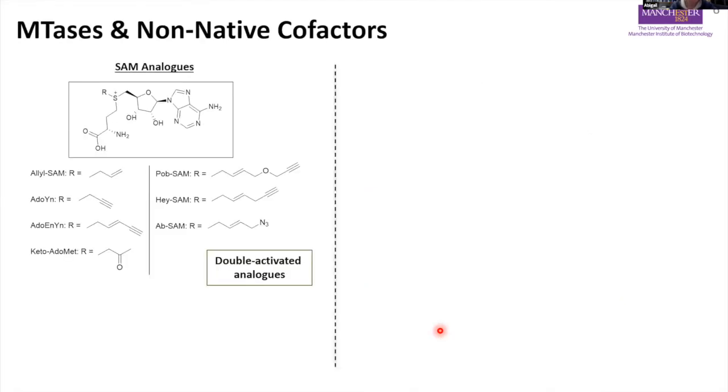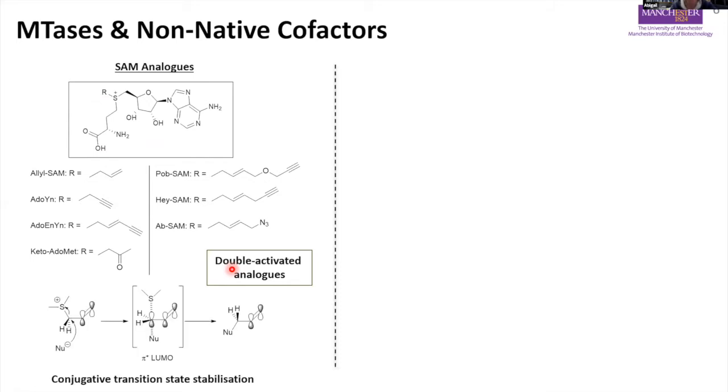as well. So as I mentioned, we can utilize SAM analogues in conjunction with many methyltransferases to perform these non-native alkylation reactions. And within the literature, these are mostly limited to the set that I've shown here. So we've got short to medium chain unsaturated arms on the R group here, so the transferable alcohol chain. And this is because these are considered to be doubly activated analogues in that they overcome the increased steric bulk in the active site by performing something called conjugative transition state stabilization.